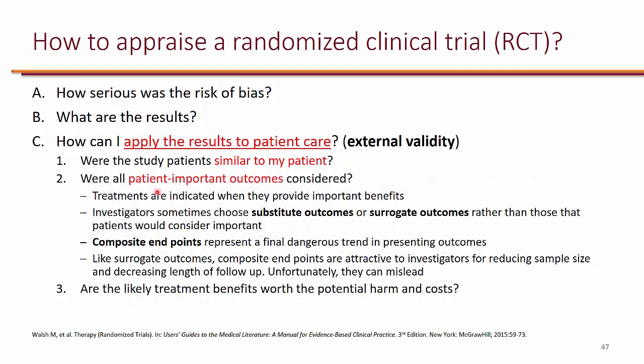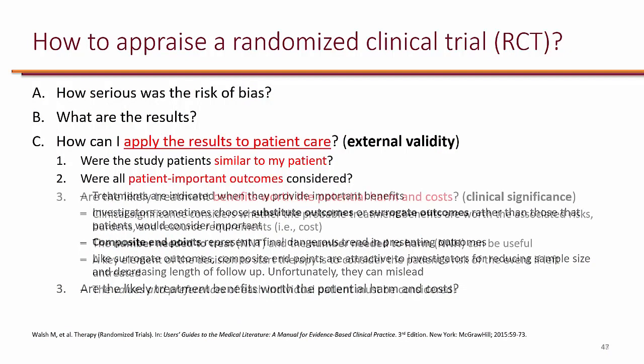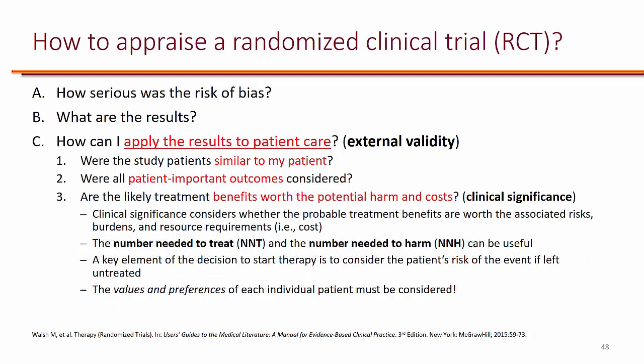Of course, we talked about patient-important outcomes. So surrogate outcomes versus actual clinical outcomes. So clinical outcomes are more important than surrogate outcomes. And of course, when you have composite endpoints, it's a matter of which component of the composite endpoint was significant. So that's important to evaluate. And of course, are the benefits worth the potential harm and cost? And this is where we look at clinical significance.